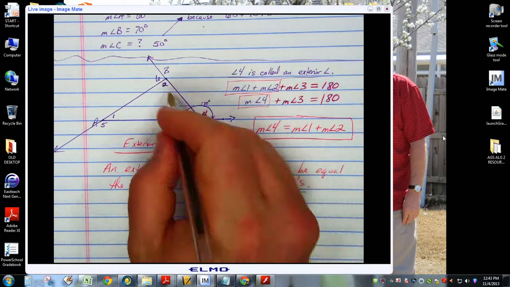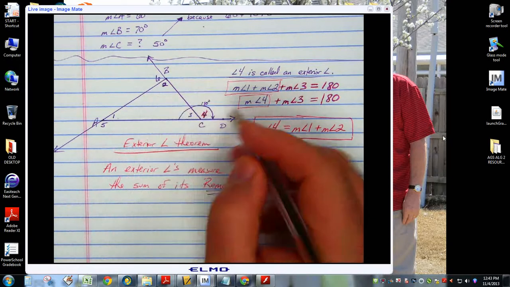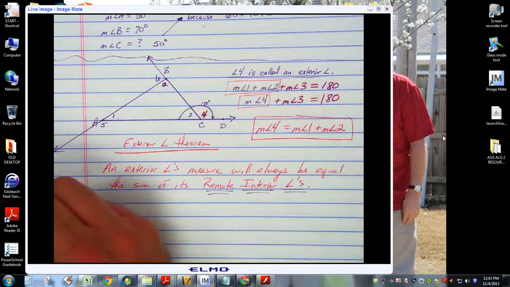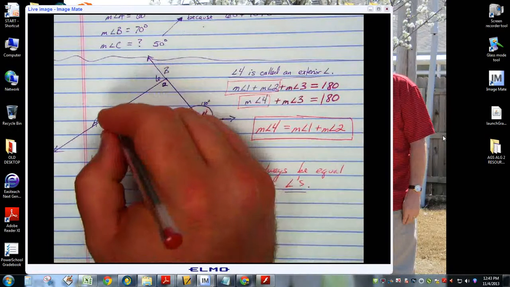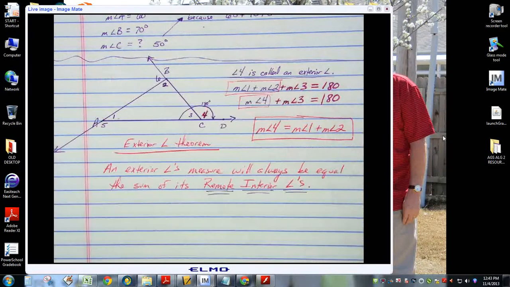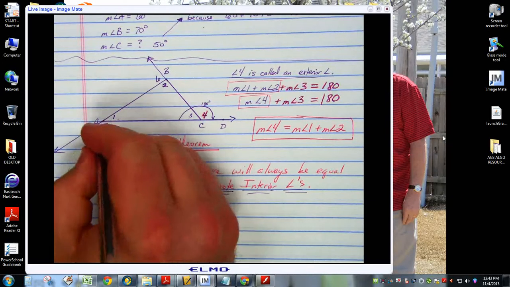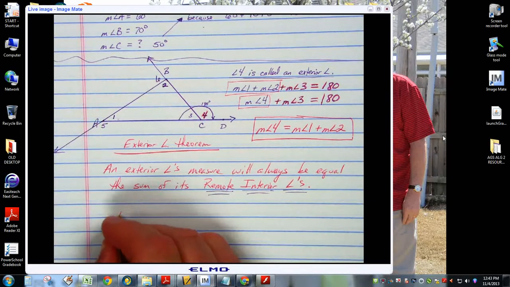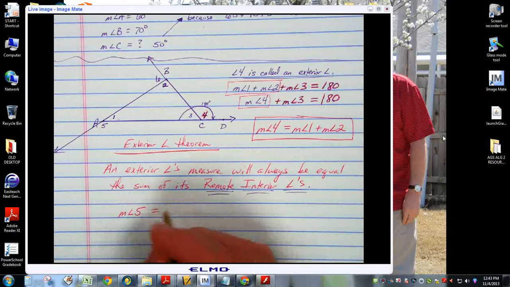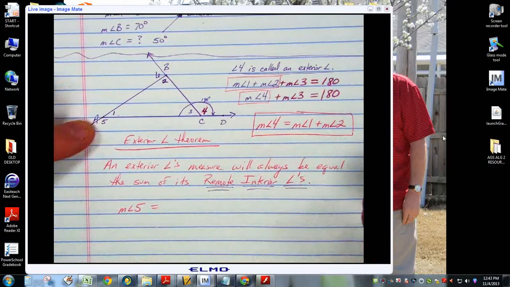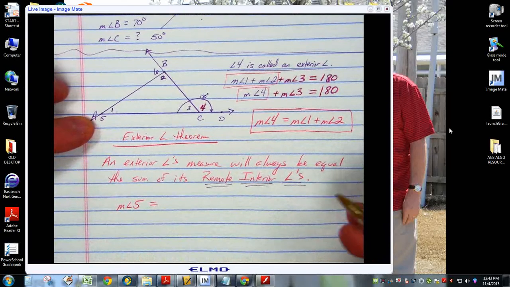There are 3 interior angles, are there not? 1, 2, and 3. What are the only 2 angles that it would need a remote to change the channel with? 1 and 2. Angle 1 and angle 2, because they're the 2 that are not beside it. Okay. Now, angle 5. What do you think the measure of angle 5 would equal? What are its 2 remote interior angles? 3 and 2, 2 and 3.